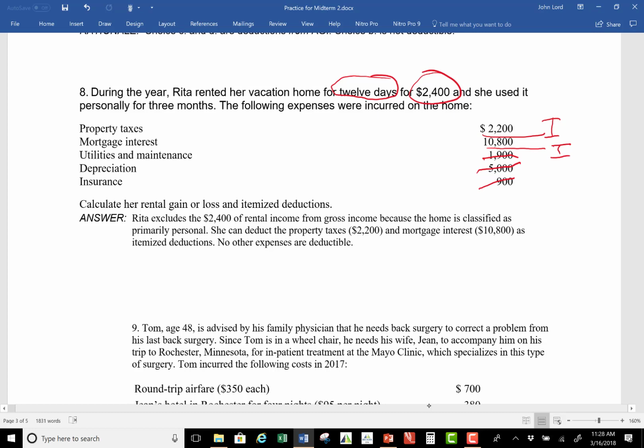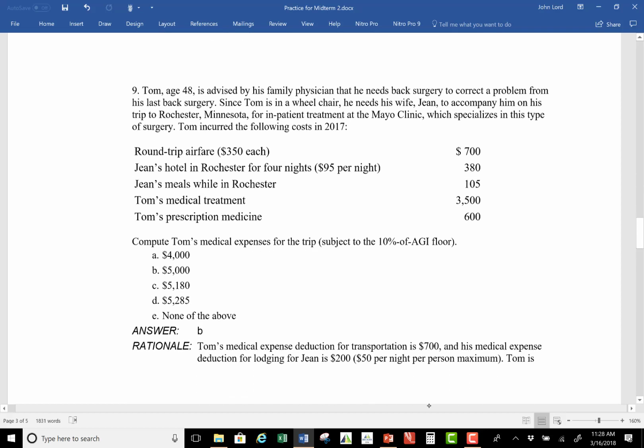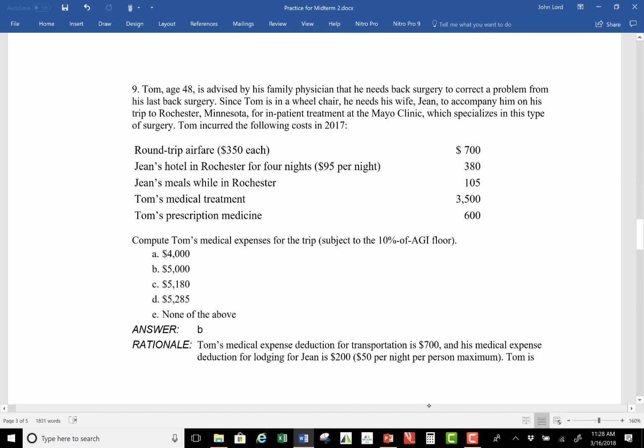Okay, good. Let's go ahead and take a look at number 9. There was no multiple choice on that last one. Tom, age 48, is advised by his family physician that he needs back surgery to correct a problem from his last back surgery. Okay, maybe he shouldn't have any more surgery. But he's in a wheelchair, so I guess it can't get much worse at this point, right?